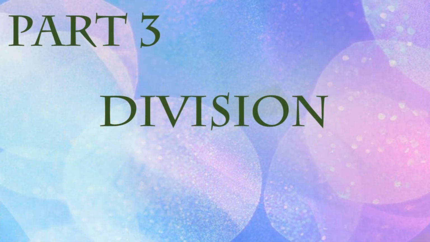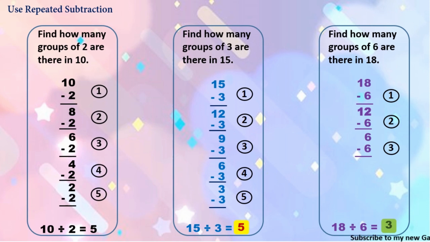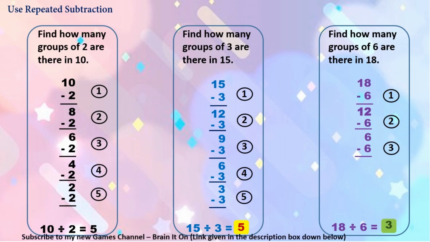Welcome back children to another video on division, and before we continue I will first give you the answers to the previous day's worksheet. So children, here are your answers. In the first one, 15 divided by 3 is 5 and 18 divided by 6 is 3. You can pause the video and check your answer.